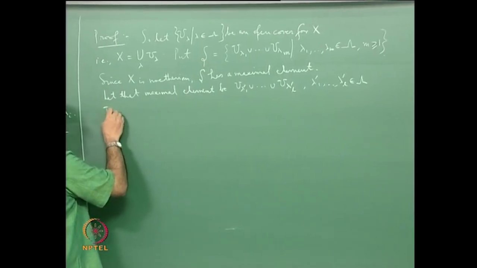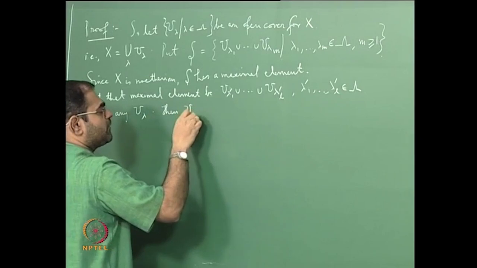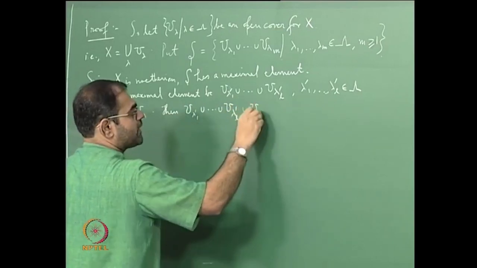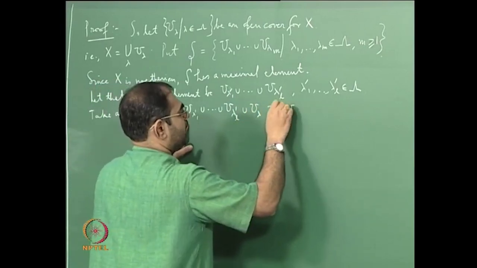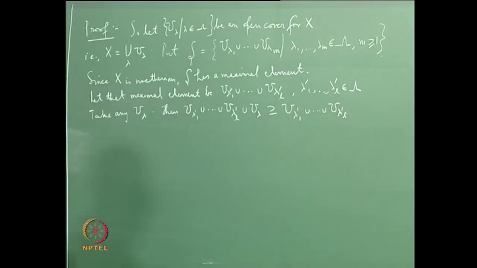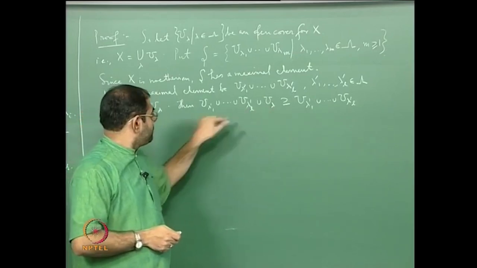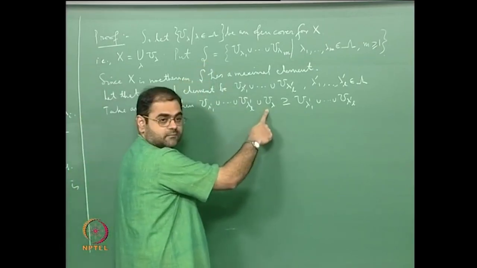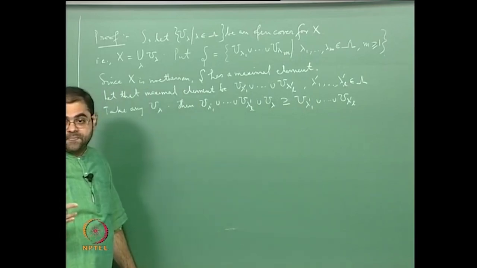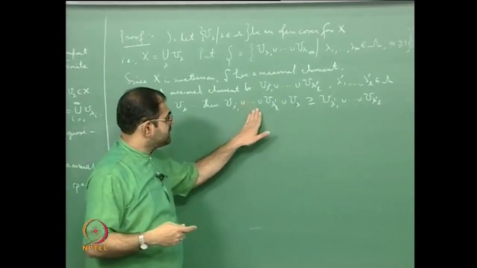Now take any U lambda. Then U lambda 1 prime union ... union U lambda L prime, if I put together this U lambda also, that will contain this maximal element. This is obvious because I have just taken the union with another set. So this is contained in this, but mind you, this is in script S because this is also a finite union. But this is supposed to be maximal, so what it tells you is that this is equality. What is the property of a maximal element? If there is an element bigger than that, then it has to be equal to that. So this element is bigger than that, so it has to be equal to that.